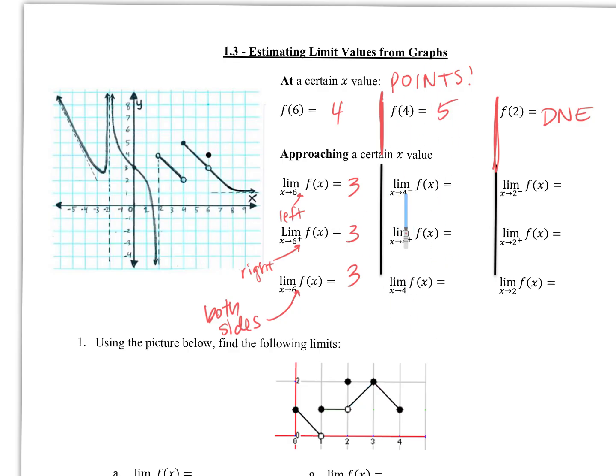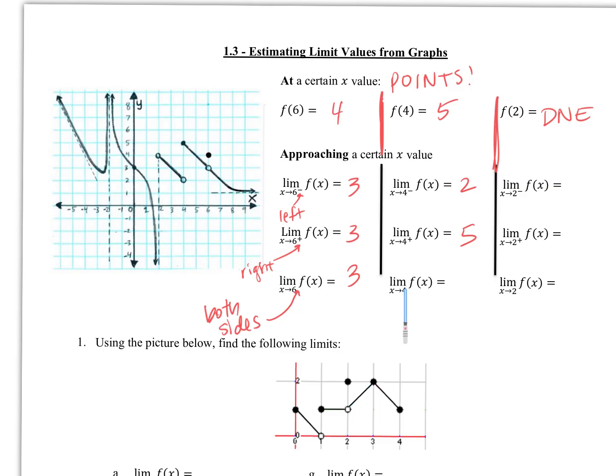So Mario, as x approaches 4 from the negative side, or the left side, where does my pen end up? 2. You guys see that? Because I'm going to stop at 4 from the left. I got a 2. What about as I approach 4 from the right side? I got to come in from the right-hand side. Where's my pen ending up there? 5. So they won't always match from the left and from the right, right?